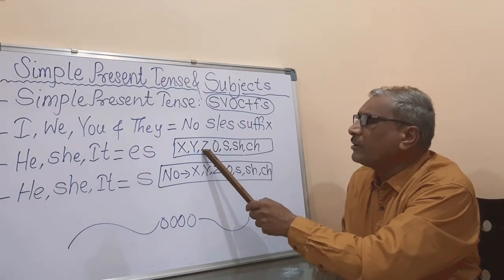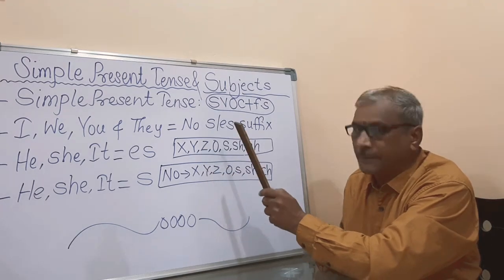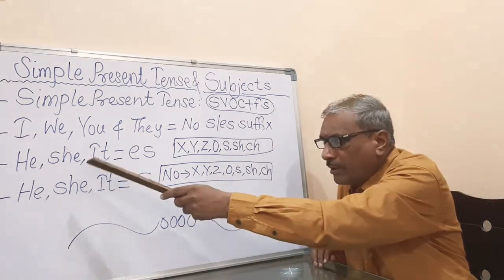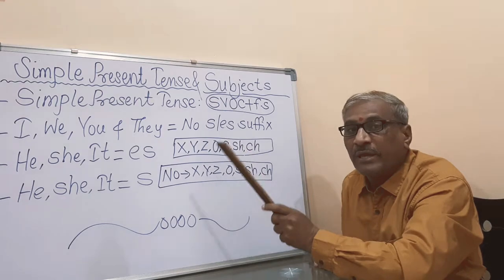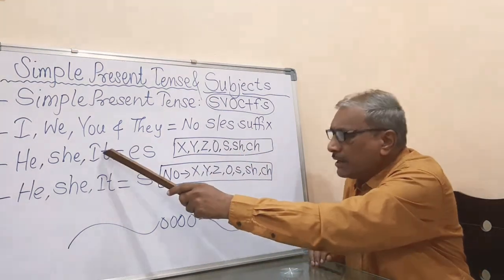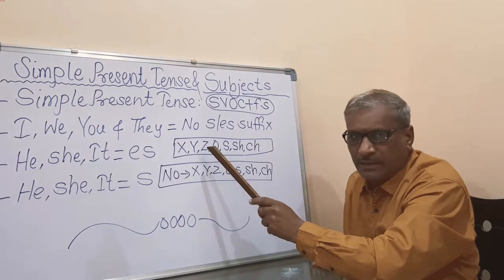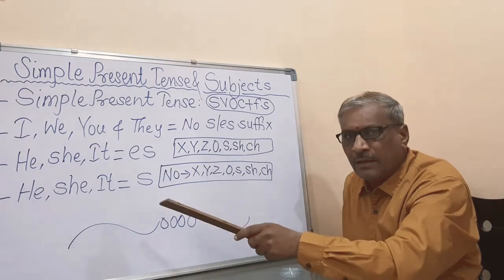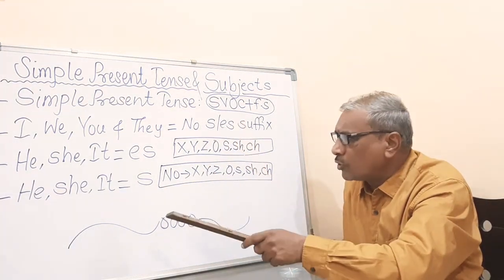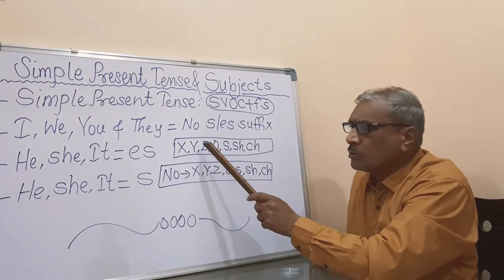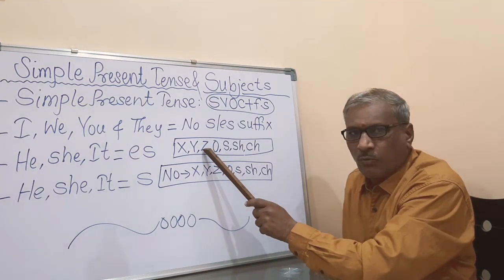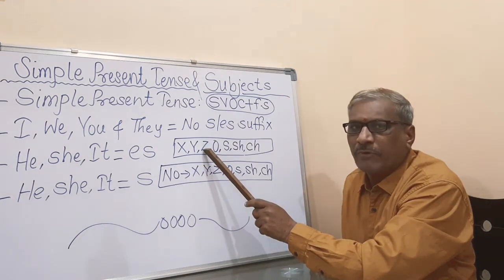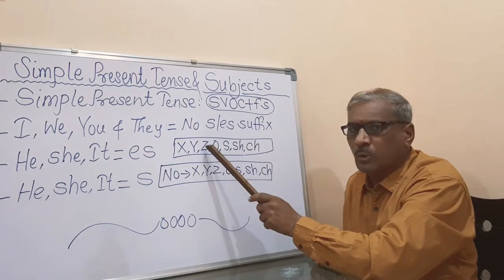Then if at the end of the verb there is Z, we can use the es suffix there. For example, buzz, B-U-Z-Z. So we can say it buzzies or it buzzes. In Indian English we say it buzzes, and in phonetics and phonology we can say it buzzies. So buzz is the verb there, and at the end of this verb there is Z, and that's why we have added the es suffix there while talking and speaking.